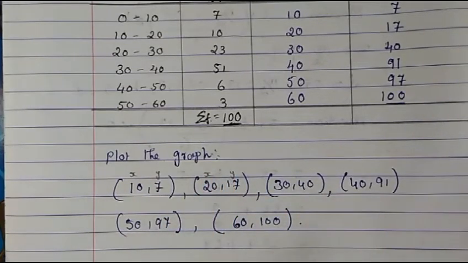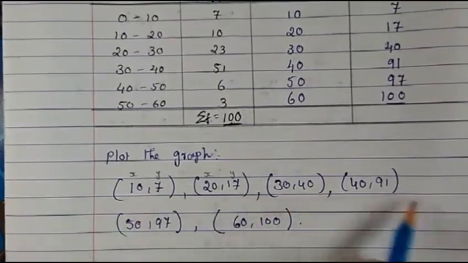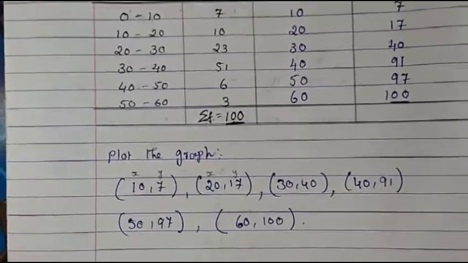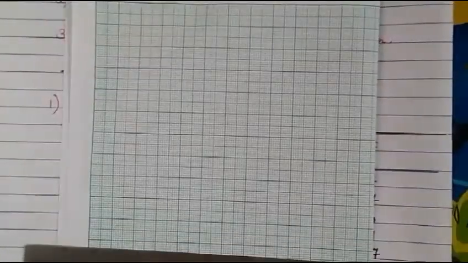Same way for everything. So let's plot the graph now. If you see here, actually all are positive, so we need only the first quadrant. So we'll draw only the first quadrant. This is our graph. Let's draw the x axis and y axis.